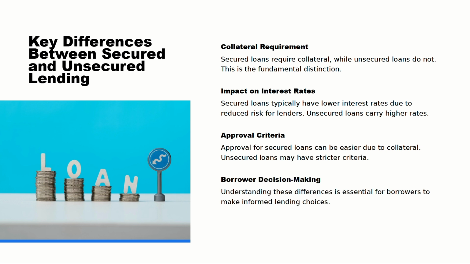Key differences between secured and unsecured lending. Collateral requirements. Secured loans require collateral, while unsecured loans do not. This is the fundamental distinction. Impact on interest rates. Secured loans typically have lower interest rates due to reduced risk for lenders. Unsecured loans carry higher rates. Approval criteria. Approval for secured loans can be easier due to collateral. Unsecured loans may have stricter criteria. Borrower decision making. Understanding these differences is essential for borrowers to make informed lending choices.